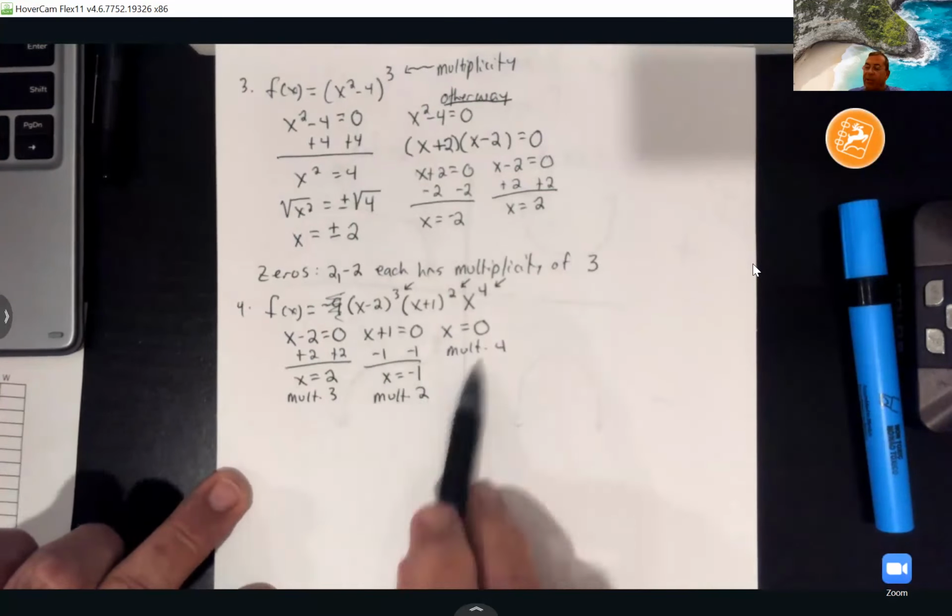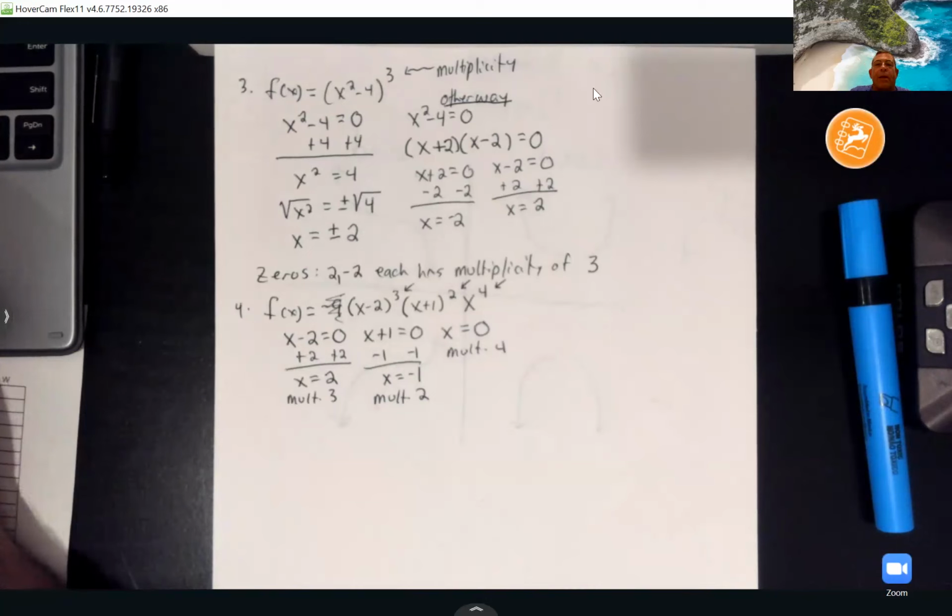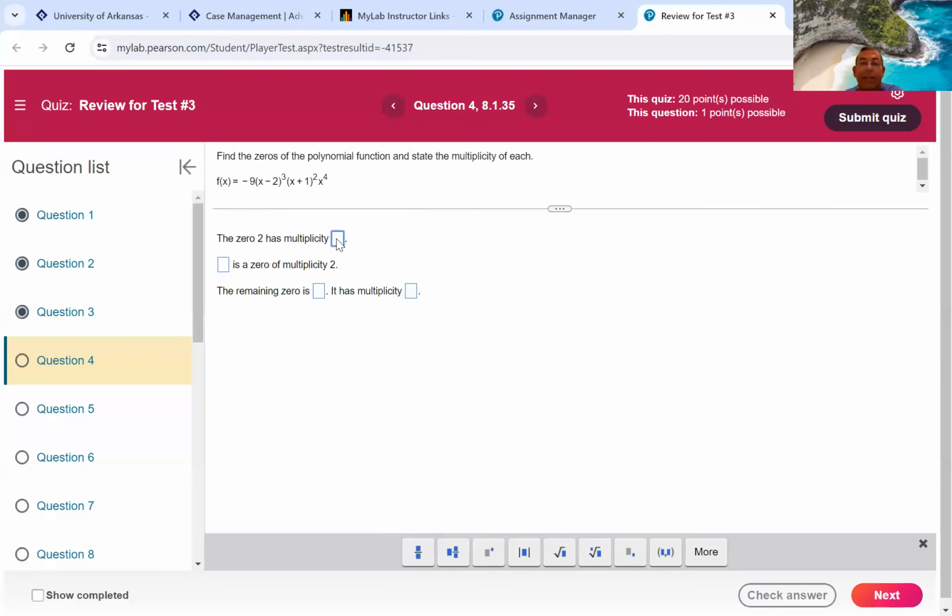All right, y'all, so let's go put this in where we need it on our answer blank. So the 0, 2 had a multiplicity, we said, of 3, because it came from this first parentheses here. All right, y'all, look at this. Blank is a 0, a multiplicity 2. Negative 1. So y'all said negative 1. And then the remaining 0 is blank, and it has a multiplicity blank. 0 and 4.